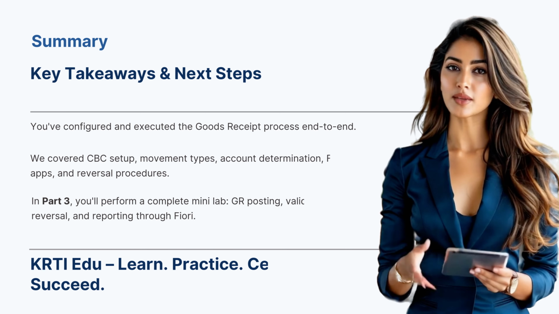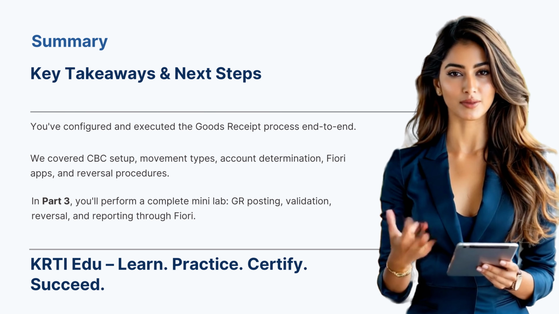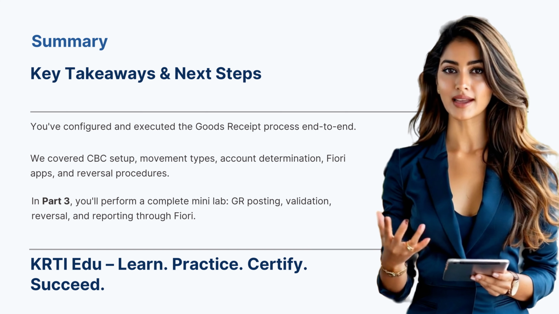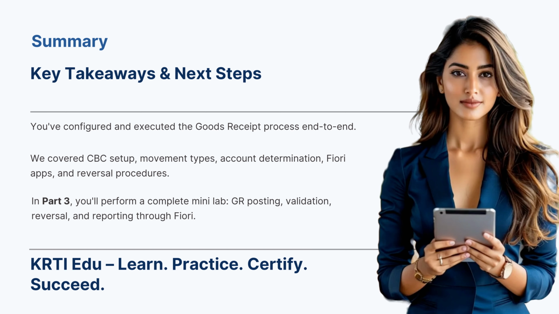You've now completed the configuration and execution of goods receipts. We covered CBC and Fiori setup, movement types, valuation accounts, role management, and reversals. In Part 3, you'll perform a complete hands-on mini-lab where you'll post, validate, and analyze GR transactions in a live system.